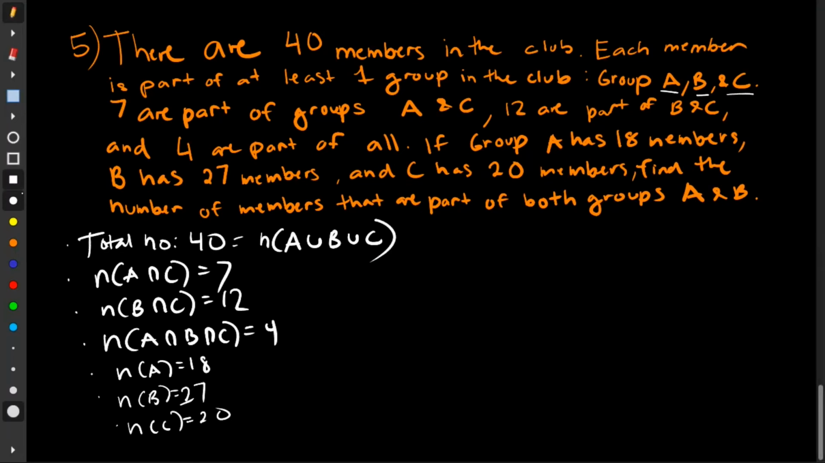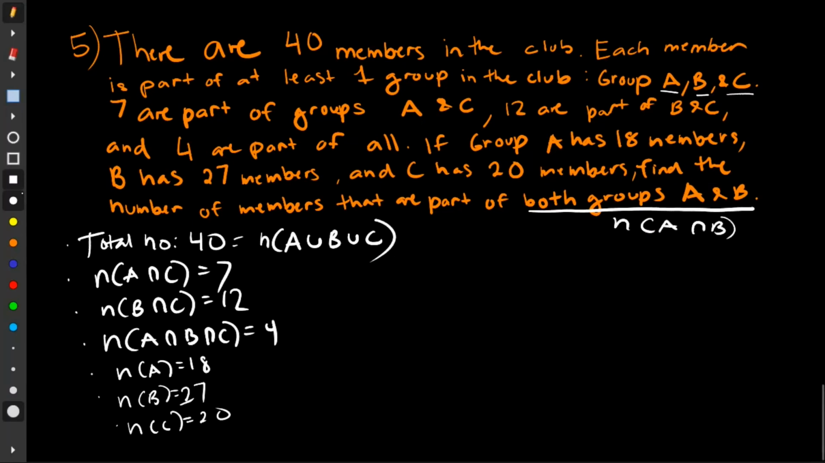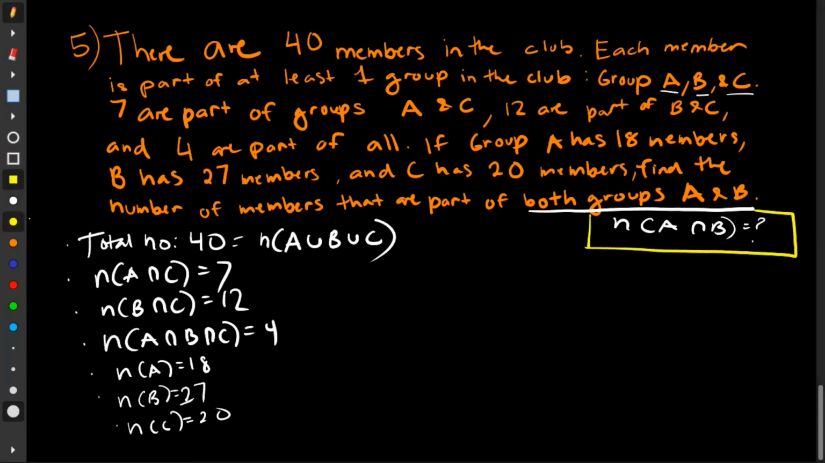So we are now tasked to find the number of members that are part of both groups A and B. So both groups A and B refers to this. So let's put it out here to avoid confusion. So we are finding this.